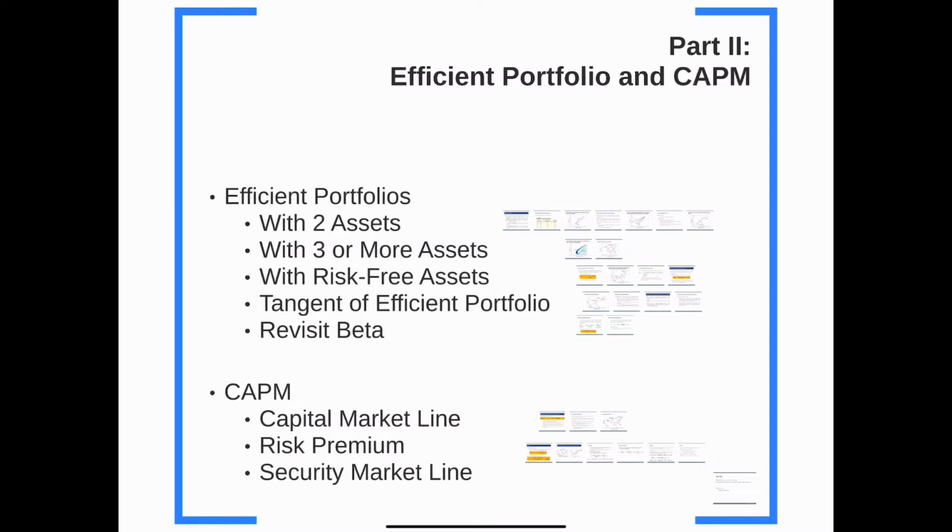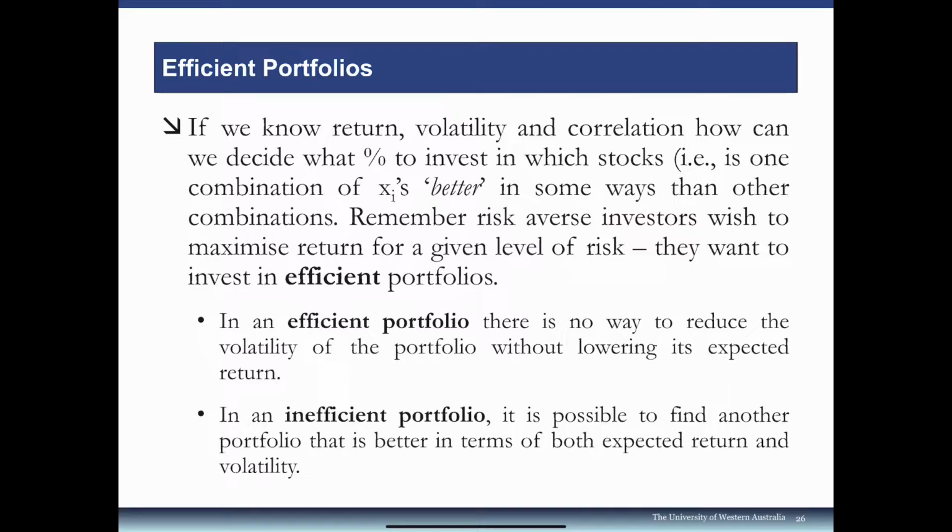But then we're going to go one step further and define an efficient portfolio, and see how we can arrive at one. So if we know return, volatility, and correlation, how can we decide what weight to invest in which stocks? I.e., is one combination of Xi better in some way than other combinations? Remember, holding the same return, risk-averse investors prefer low risk, and risk-neutral investors are neutral to different risk, as long as the return is the same. But a risk-seeking investor, at the same expected return, will prefer a lot higher risk, right?